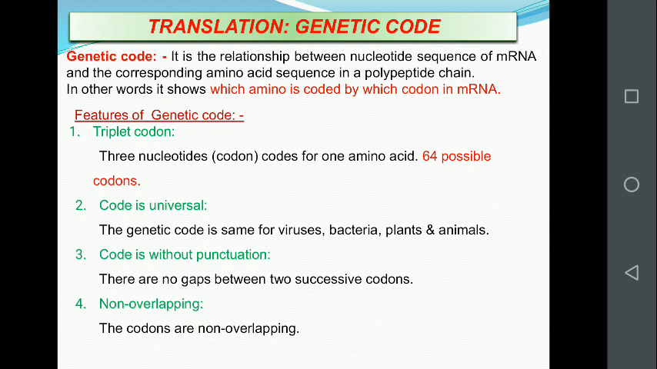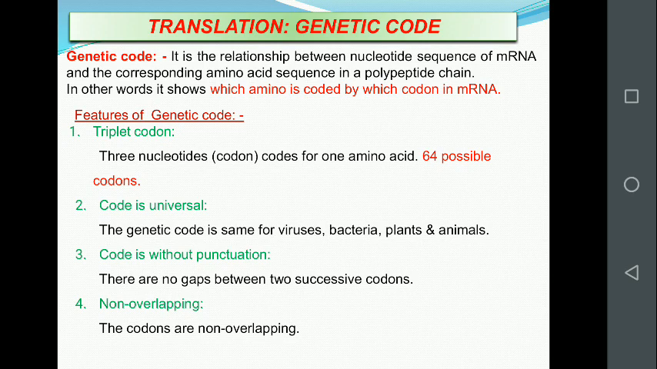So how the genetic code can be prepared, how genetic code can be read, and what are the features of genetic code we will learn in this class. The first feature is triplet codon. That means how many nucleotides act as a single unit to code a single amino acid. Whether one nucleotide codes for one amino acid, or two nucleotides together code for one amino acid, or three nucleotides code for one amino acid. That is known as the coding ratio. So the genetic code is a triplet codon.